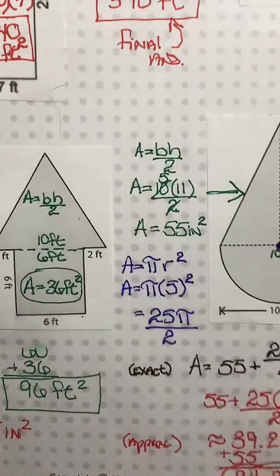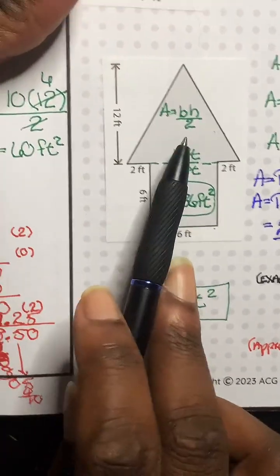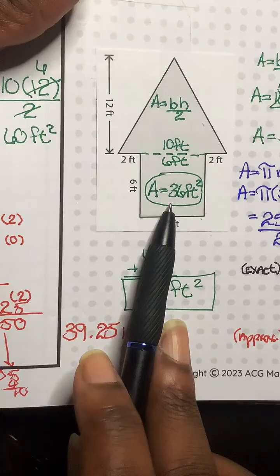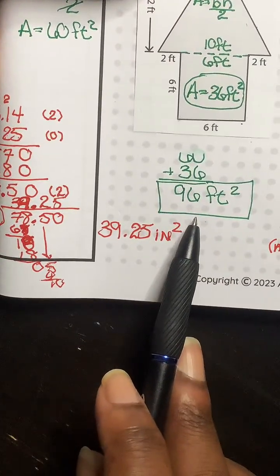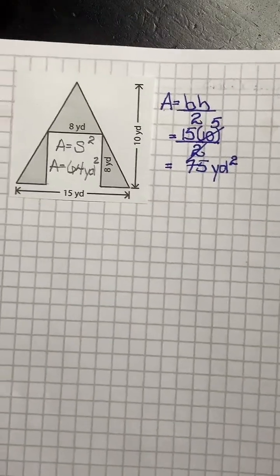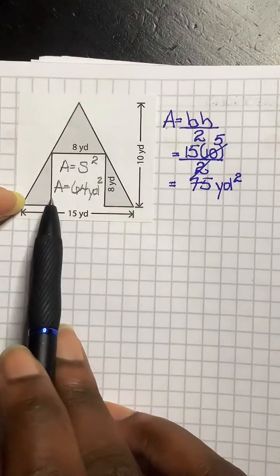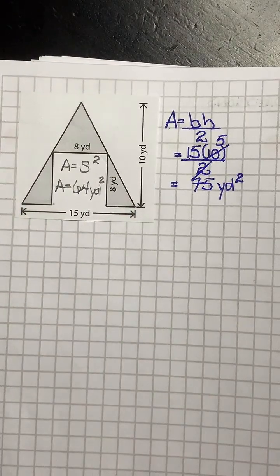So now, what we did before, I'm going to flip for a second. What we did before when we were trying to find the area, we found the area of the triangle, we found the area of the base here, and what we did was we added them together. What do you think we're going to do here? We found the area of the whole triangle, we found the area of this square. What do you think we're going to do?